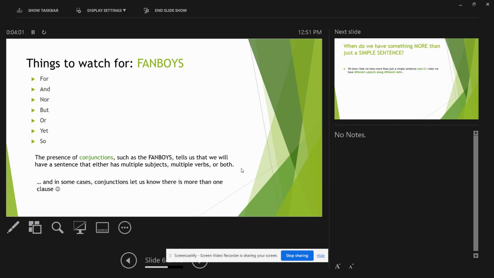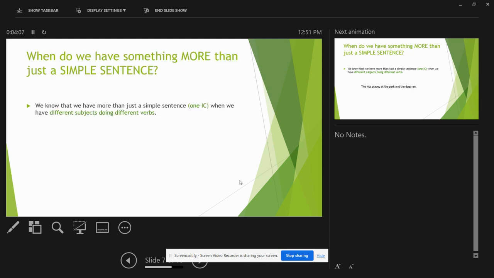And in some cases, conjunctions let us know there is more than one clause. Okay, when do we have something more than just a simple sentence? We know that we have more than just a simple sentence, more than one independent clause, when we have different subjects doing different verbs. So let's look at our example that we just looked at, but change it just a little bit. The kids played at the park and the dogs ran.